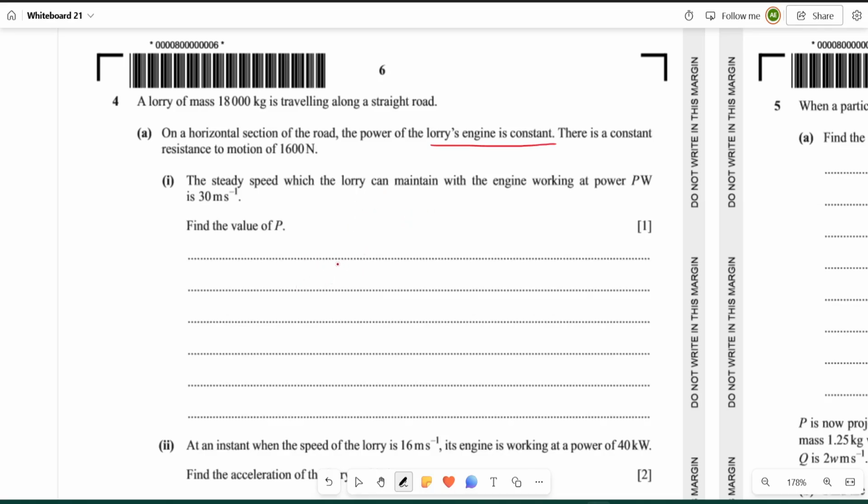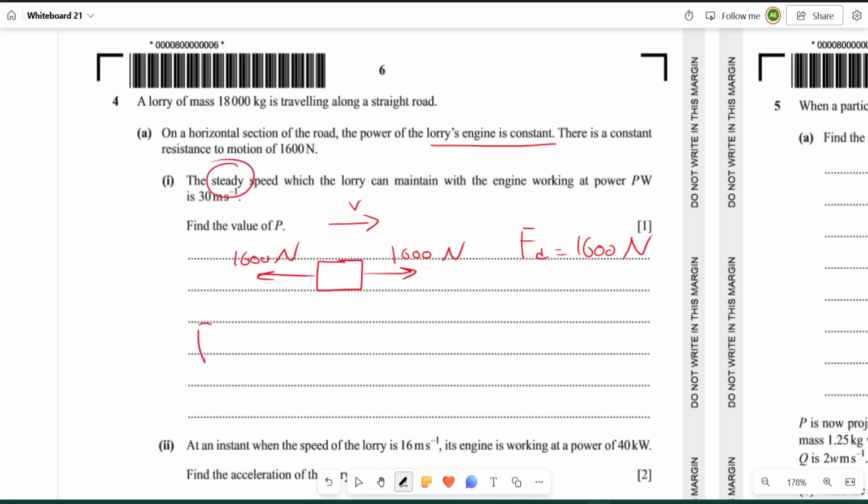Always think about this. So if this is the car, there is a resistance to motion of 1,600 newtons. If the car is going this way, this is the velocity, then the resistance is the other way. How much should the driving force be? It should also be 1,600 newtons. Why? Because we're at steady speed. The forces are balanced. Acceleration is 0. So this is a major hint that my driving force from my engine is 1,600 newtons.